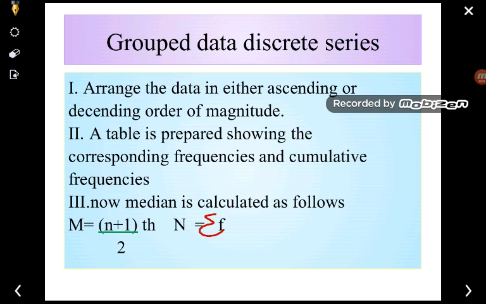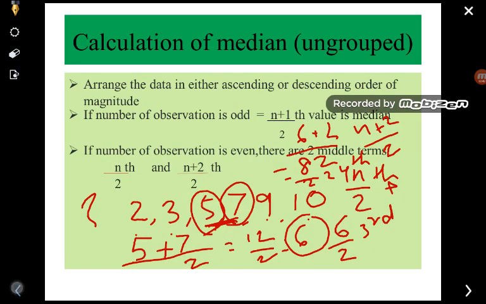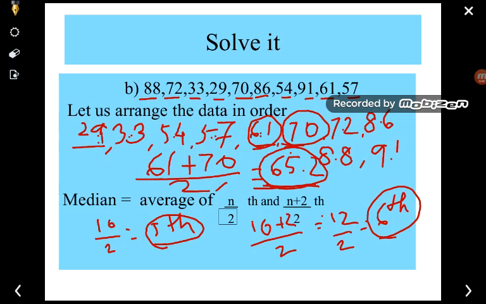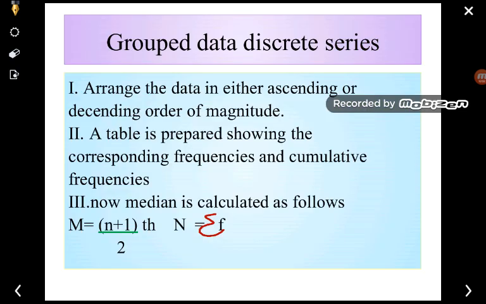Next, coming up to the grouped data or discrete series. So till now we have taken out the median of the ungrouped data. These are all the examples of the ungrouped data and the formula related to it. But next we are going to calculate for the grouped data. So how to calculate the median for grouped data?